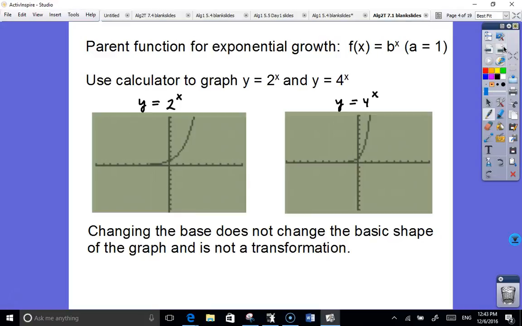Now your calculators look better than what I've got here, because my emulator is for the last version of the 84. Yours are color coded, for everything you put on there it's a different color, and this doesn't. This makes it look like the graph is actually stopping almost right there, and it doesn't. It keeps going along the negative x-axis. So again, don't confuse changing the base with being a transformation, because it's not.